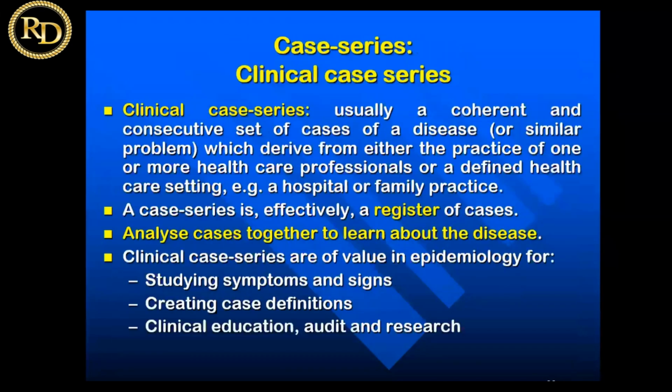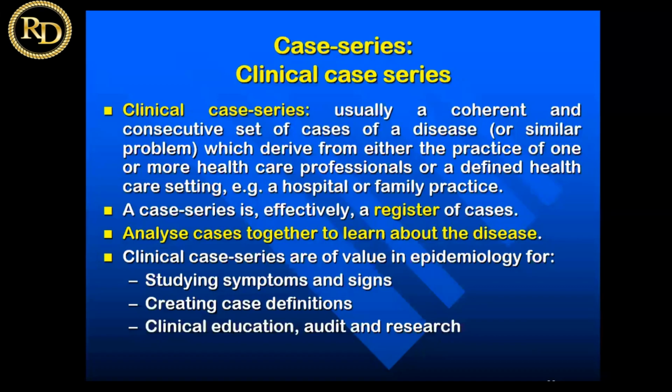So now the case series, or clinical case series, is usually a coherent or consecutive set of cases of a disease of a similar kind, like we have 10 cases of tetralogy of Fallot. Like in the pediatric ICU of the PJ, we have a lot of children who are coming with tetralogy of Fallot. We have a lot of children who are coming with kidney diseases. Same group, the kidney disease has a lot of diseases in that. Okay. So now, these are derived from either the practice of one or more healthcare professionals or a defined healthcare setting or practice. A case series is a register of the cases. We analyze cases together to learn about the disease.